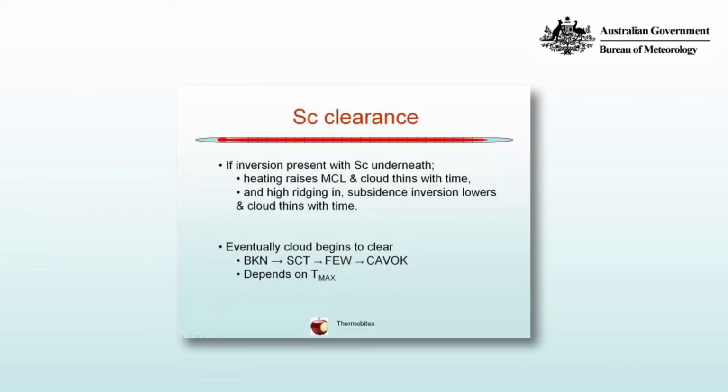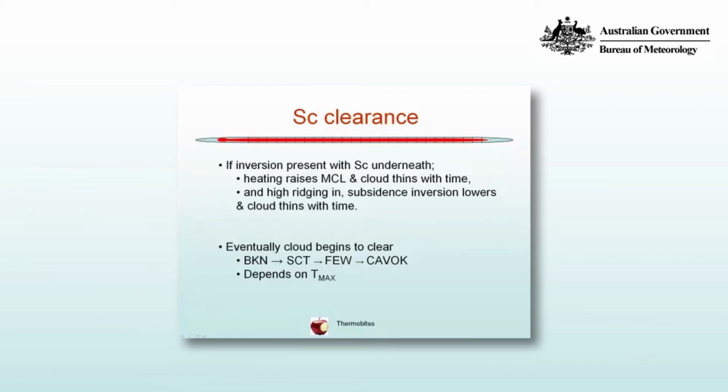If there's an inversion present with stratocumulus underneath, then heating will raise the mixing condensation level. That is, it will change the value of potential temperature, which represents the equal area method, and that will lift the MCL. So the cloud thins with time. Likewise, if there's a high ridging in, this results in enhanced subsidence. Again, we'll talk about this later. And so the inversion associated with that lowers, and it thins out the cloud. And so eventually the cloud will begin to clear.